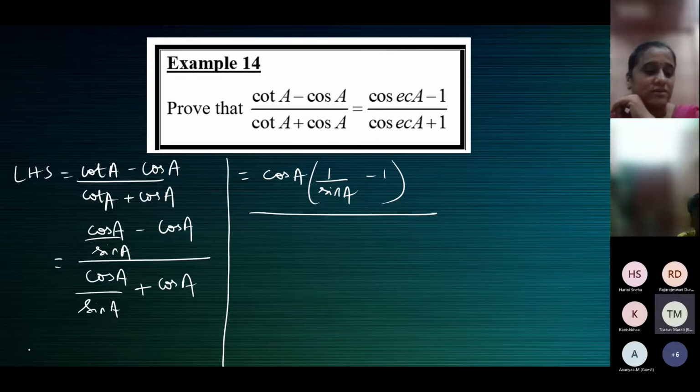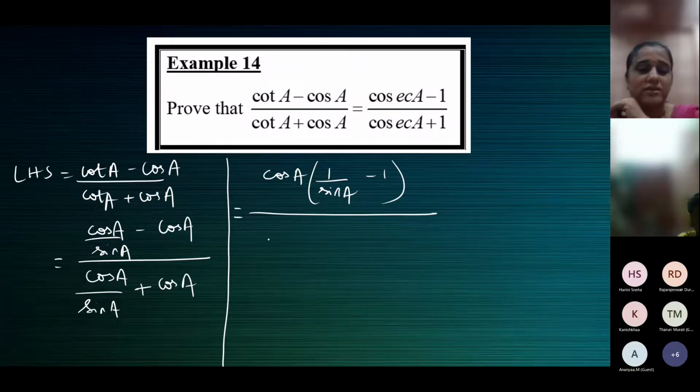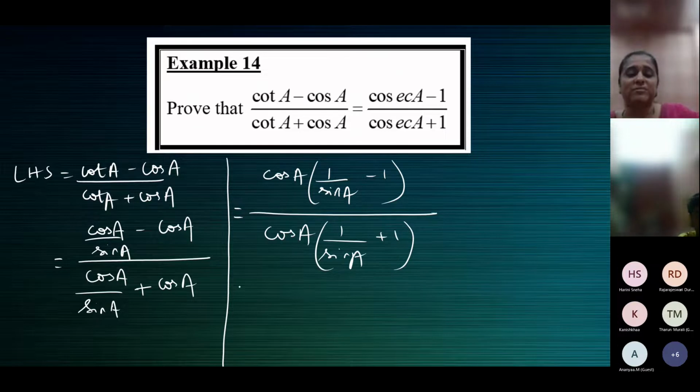Divided by, what's common in the denominator? Cos A is common. Whenever there is something common, take it out. Cos A into 1 by sin A plus 1. Now what's the next step? We can cancel. Cos A in the numerator and denominator gets cancelled.